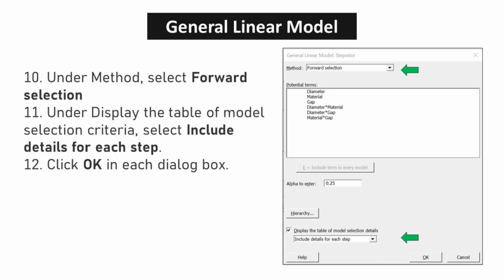Under Method, select Forward Selection. Under Display the table of model selection criteria, select Include details for each step. Click OK in each dialog box.